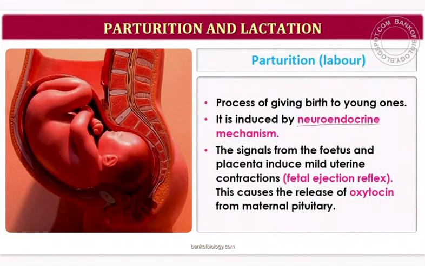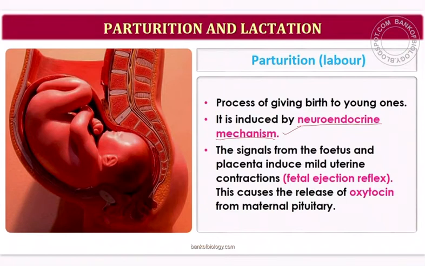And once the baby is out, it requires nutrition, lactation through breastfeeding. The milk is to be provided. So parturition, we call it labor. It's a process of giving birth to young ones. It is induced by, this is important, neuroendocrine mechanism. So many hormones play a crucial role.